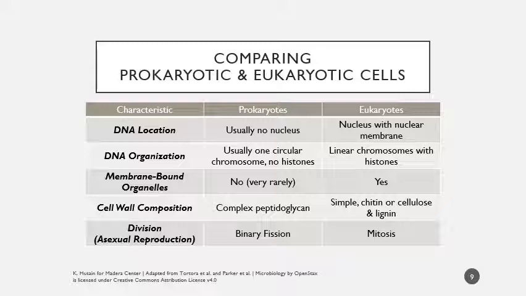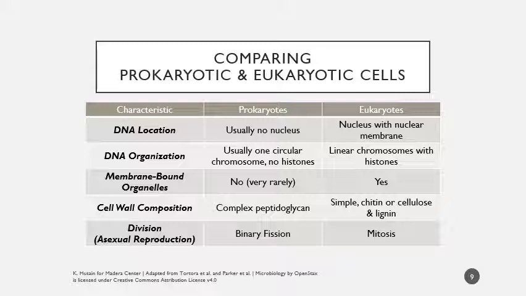Prokaryotes generally don't have membrane-bound organelles, but life is weird and sometimes it happens. Eukaryotes generally do have membrane-bound organelles. Within the human body, certain organelles are found more often in certain types of cells and tissues, so not every eukaryotic cell has every organelle, but they generally at least have one type of membrane-bound organelle.